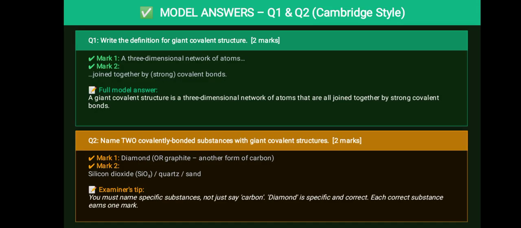Yes, welcome back. Let's mark your answers. Have you done it right or wrong? Question number 1: write the definition for giant covalent structure. It can be of 2 marks.